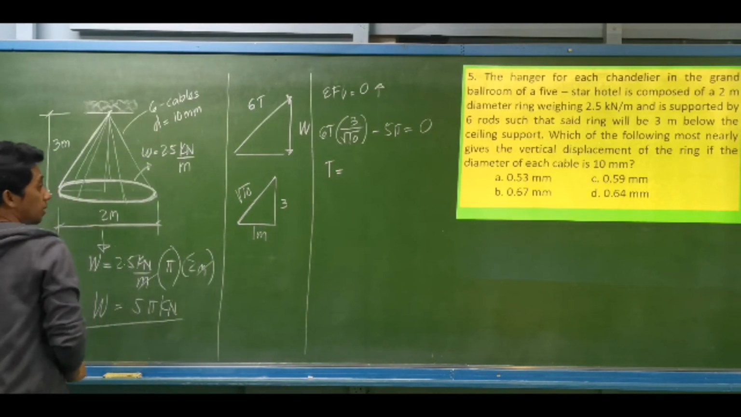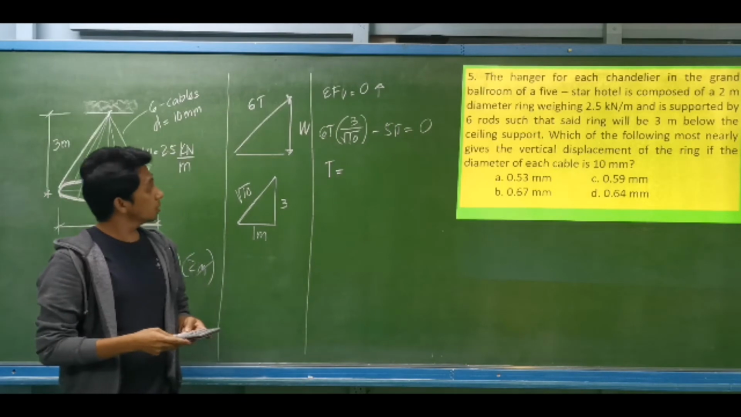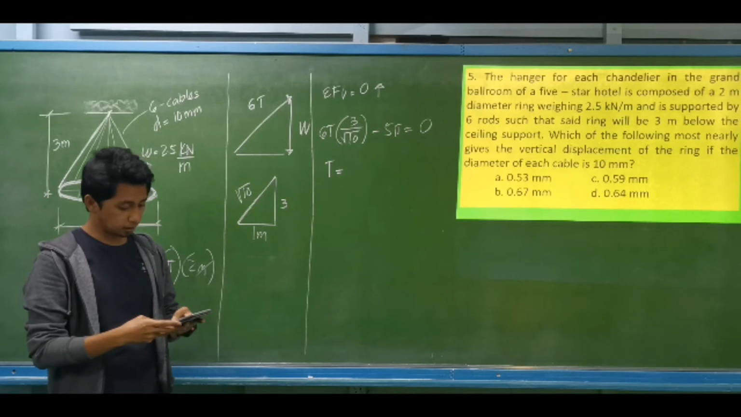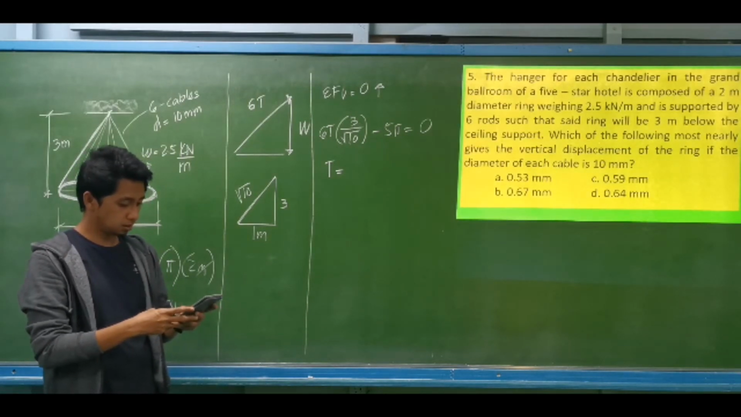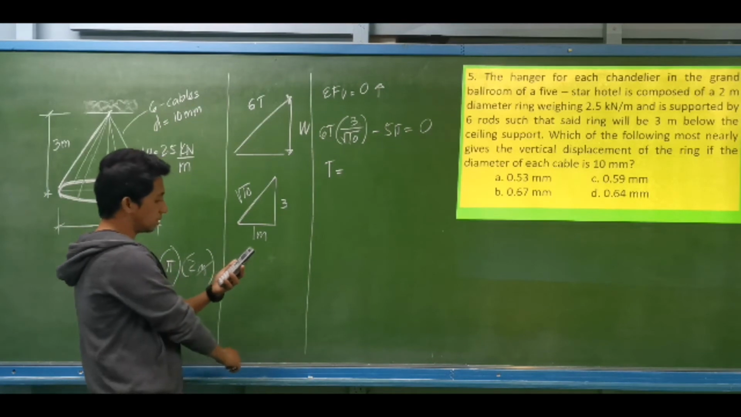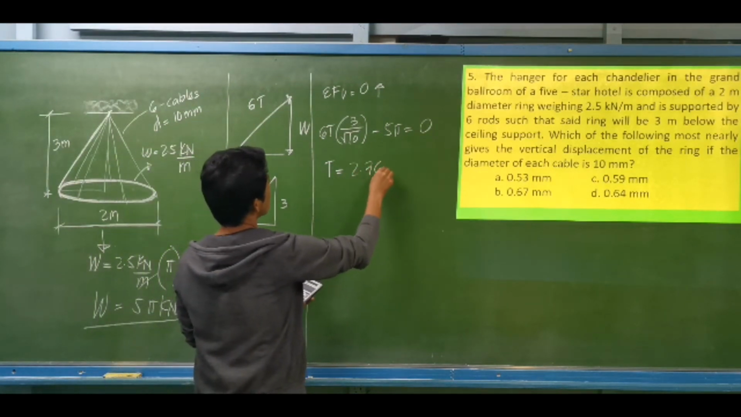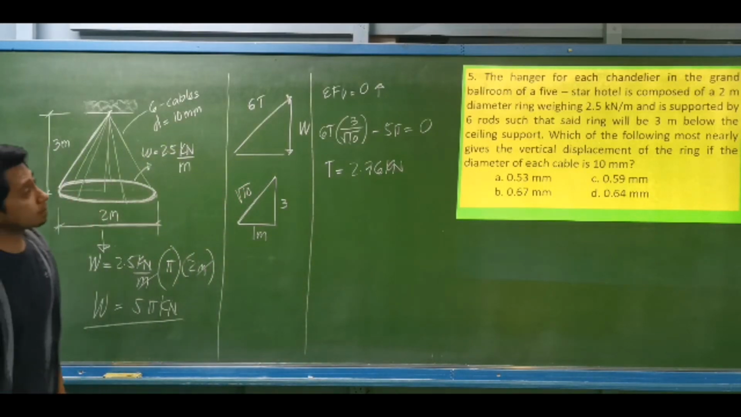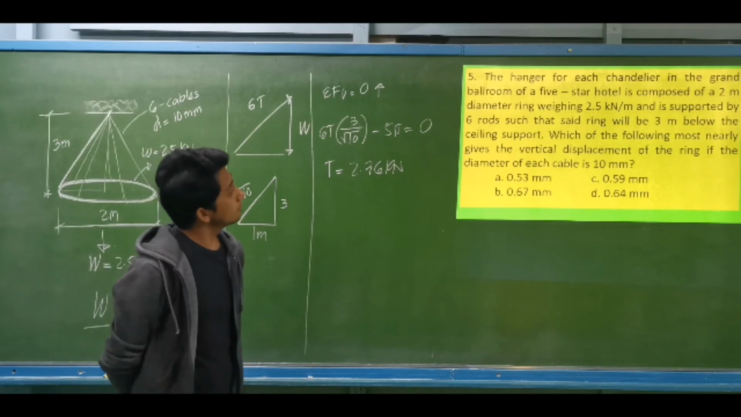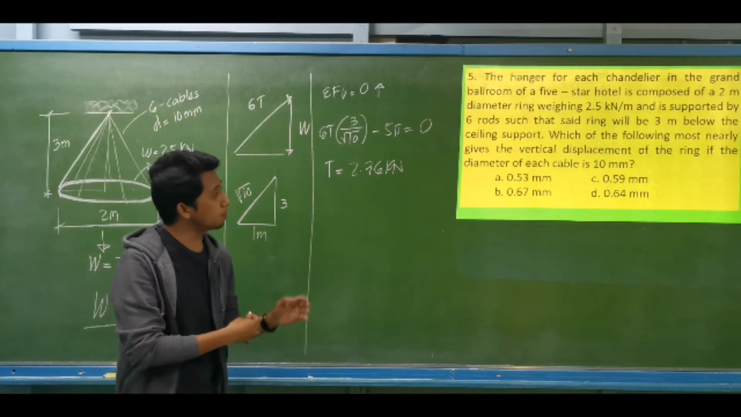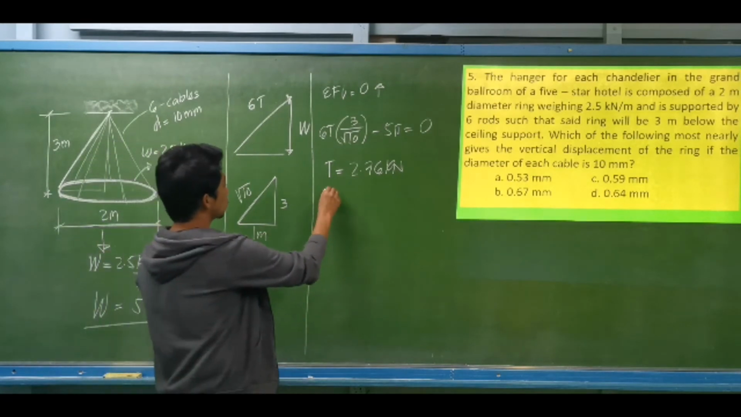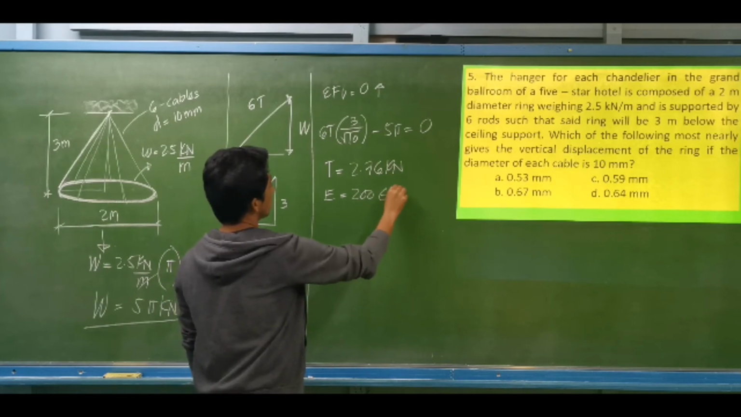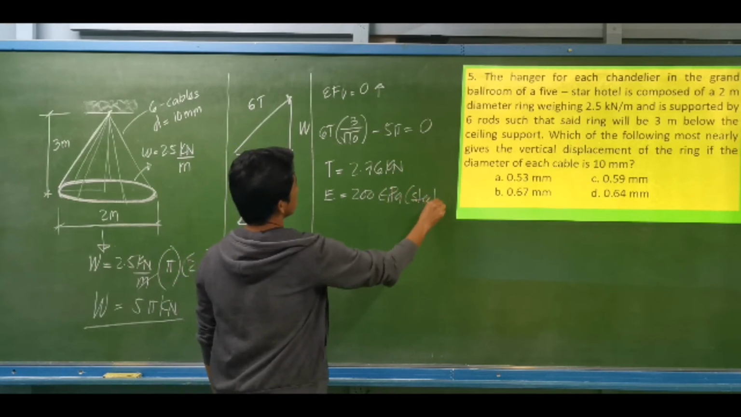So let's get the tension per cable. The tension per cable is 5 pi times the square root of 10 divided by 18, so we have 2.796, or let's say 2.76 kilonewtons. Again, we are using 6 rods. We don't have the type of material, so we assume this to be steel with modulus of elasticity 200 gigapascals.